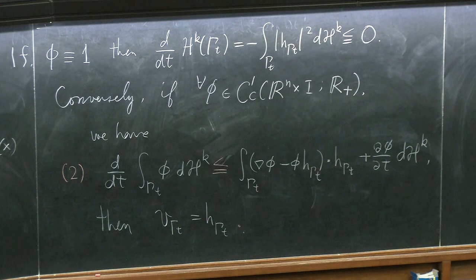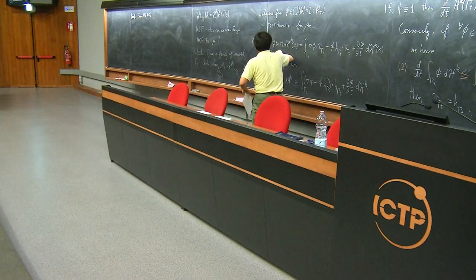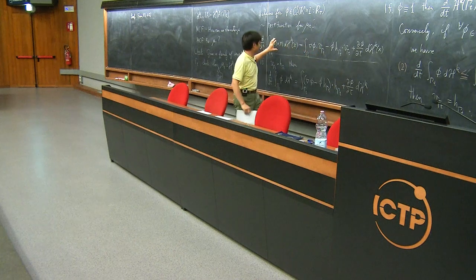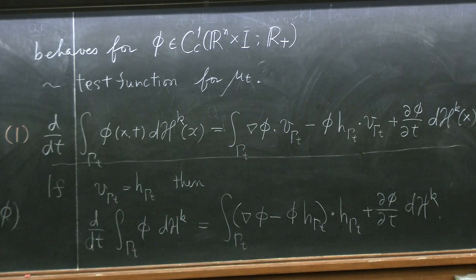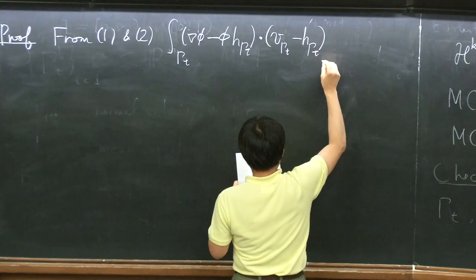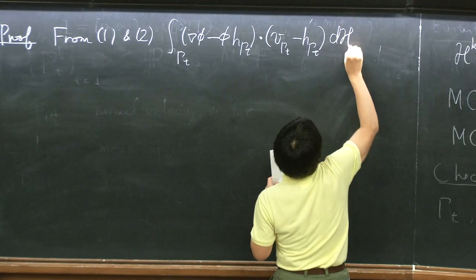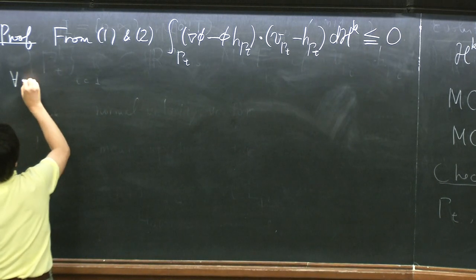Now, the only difference is, of course, this part. Sorry, this is satisfied for any flow, so this part is the same. The only difference is this velocity. So if you subtract these two, we end up having this: gamma t of nabla phi minus h gamma t dot this normal velocity minus h gamma t is less than or equal to zero. So this is true for any non-negative test function.